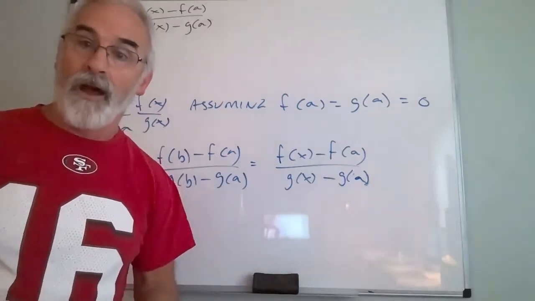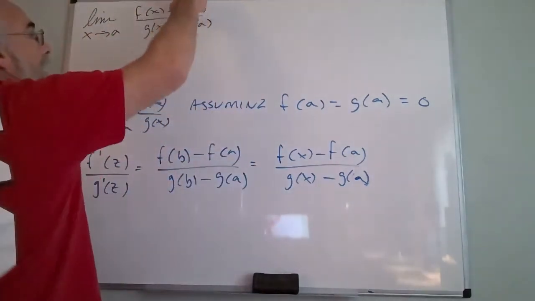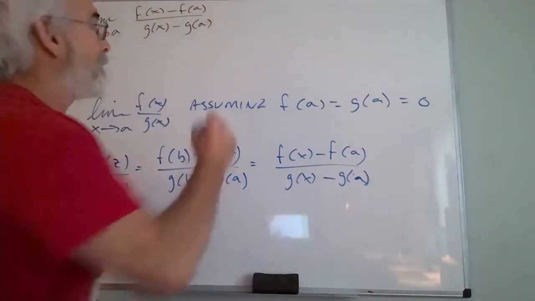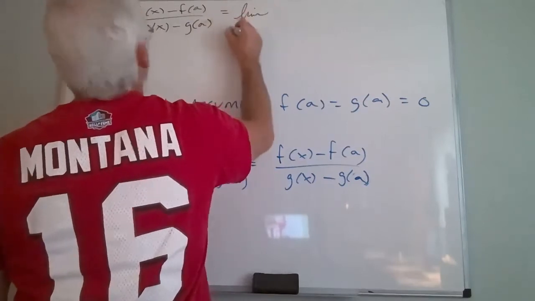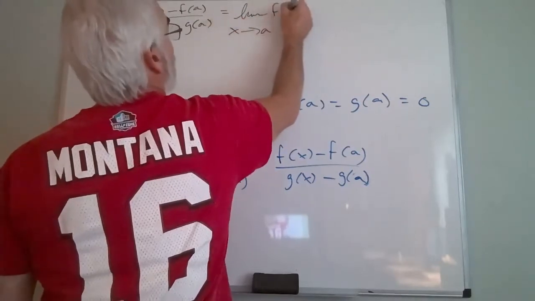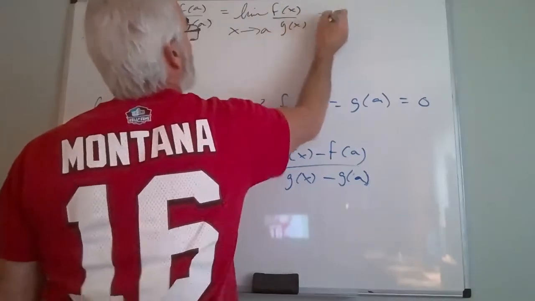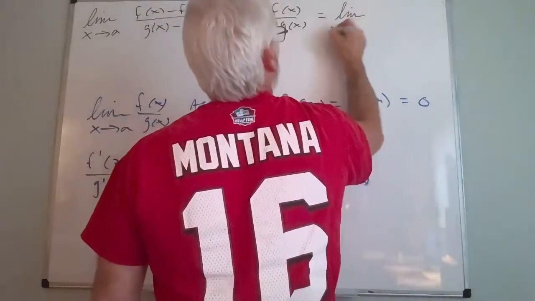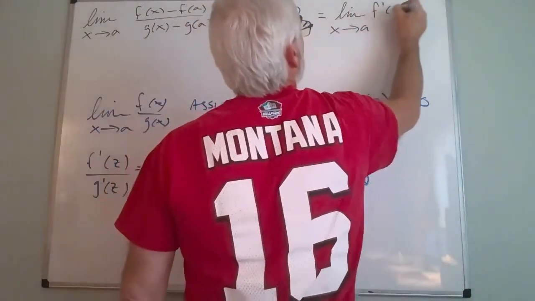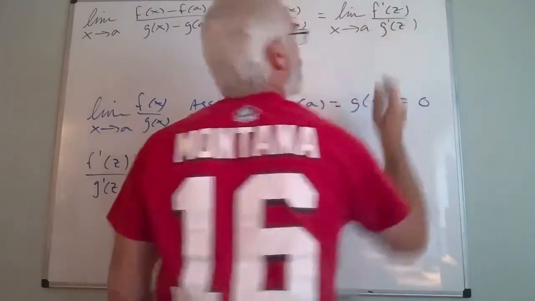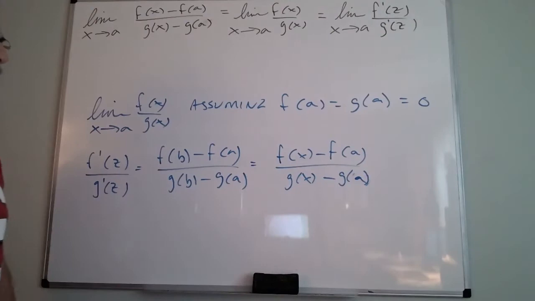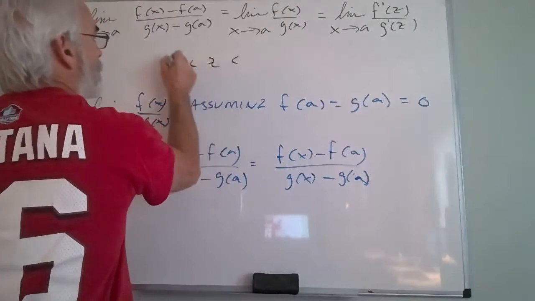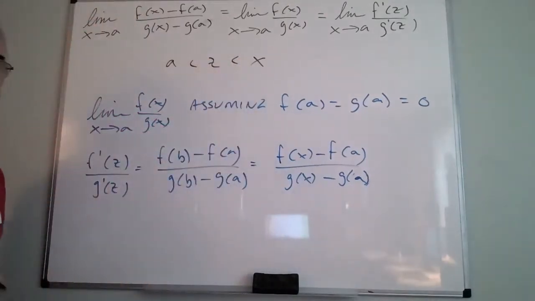We know that. But if f of a and g of a were already zero, then this is simply the limit as x approaches a of f of x over g of x. Now, what is it equal to? It's equal to this limit. F prime of z and g prime of z are just numbers because z is a value between a and x. You're right. Z is a value between a and x. Z is a number. Z is not a variable.